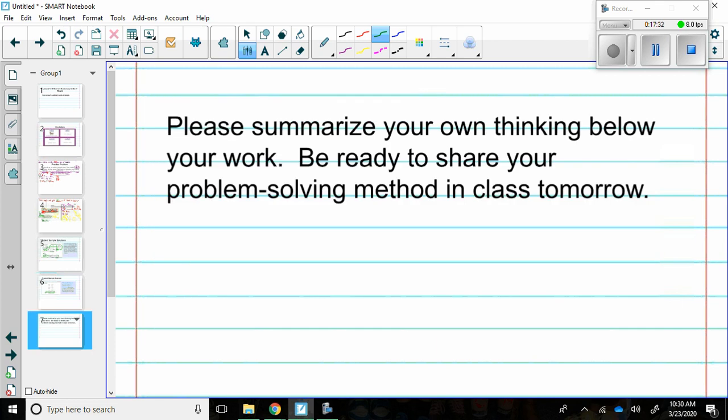Next, I want you to summarize your own thinking and write it in your notebook. Summarize questions you may still have. You can ask me or someone at home. Summarize your work, or what may have been easy, what may have been hard, where you may have gotten tripped up that you need to further learn. And be ready to share. And again, since we're not in class for this, I want you to share with someone at your house about how you did your work.